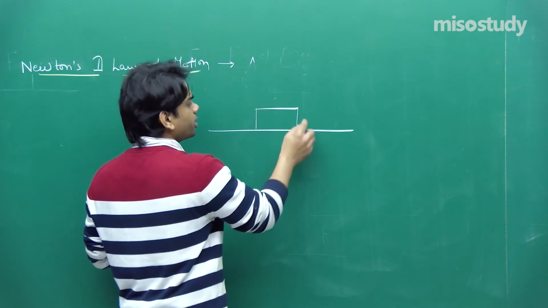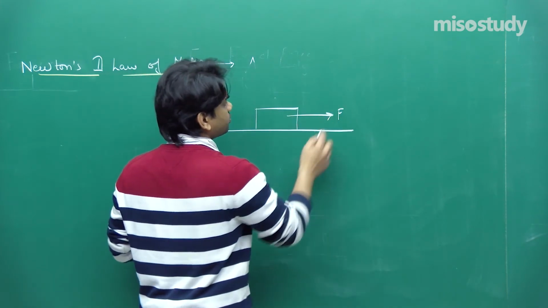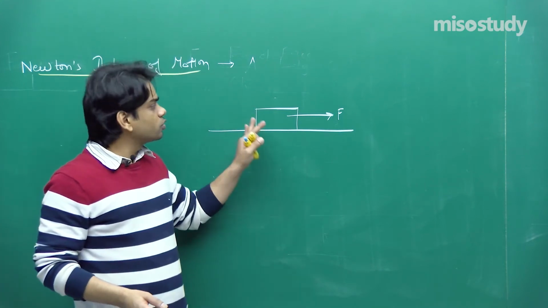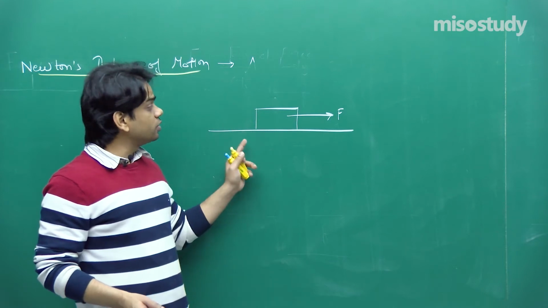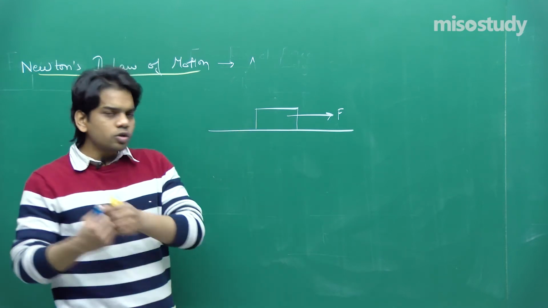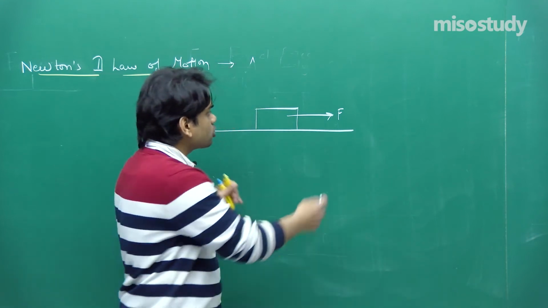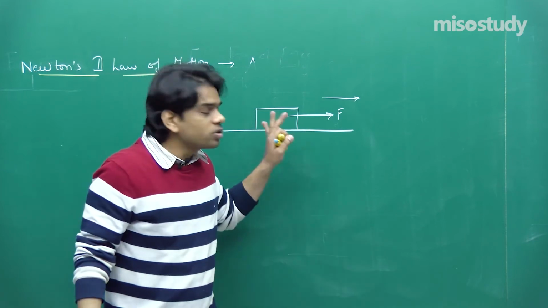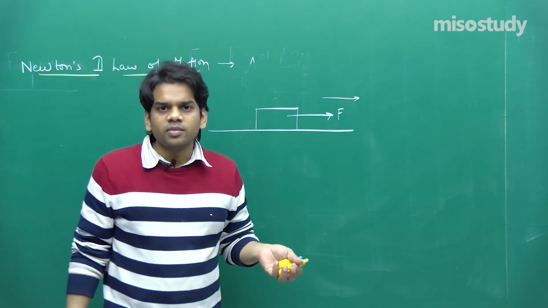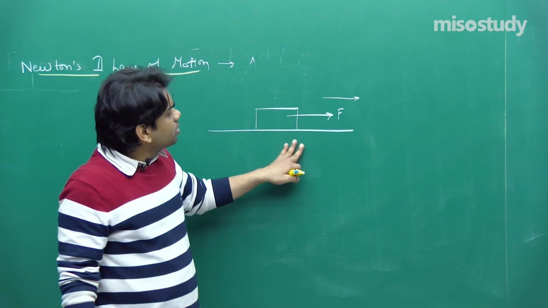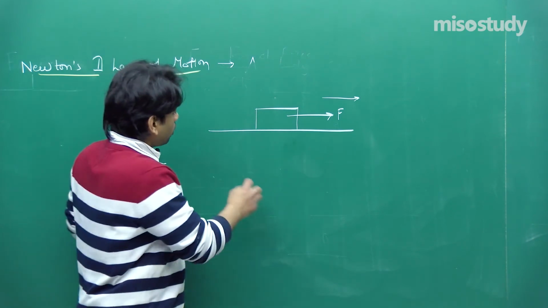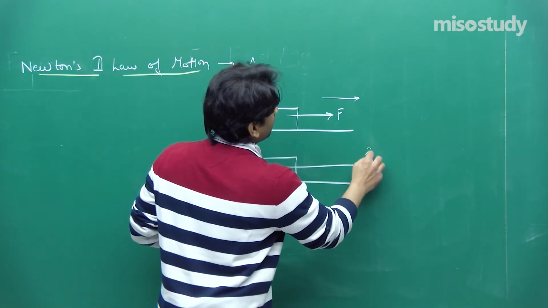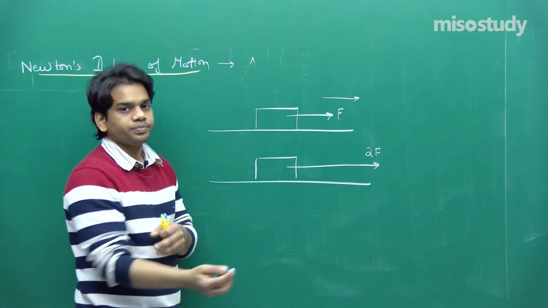Let us say this is a body and I am going to apply a force on this. Now if this force is of such a magnitude that it can overcome the frictional force which the ground can exert on this body, this object will start moving. That means due to the force, it will have some acceleration. Now on the same body, I am going to apply a force of magnitude 2F.